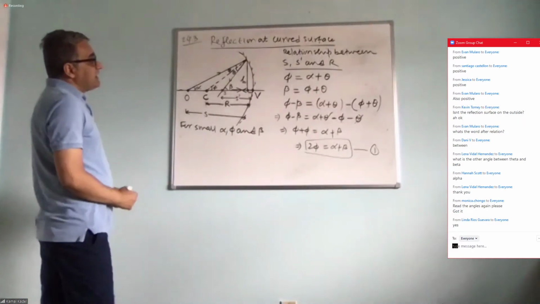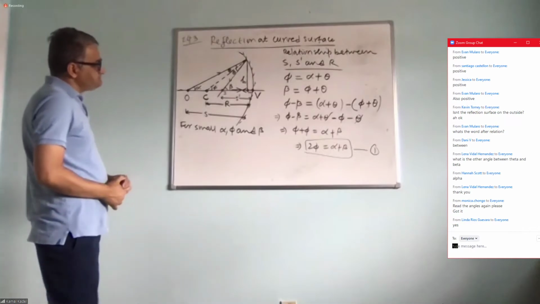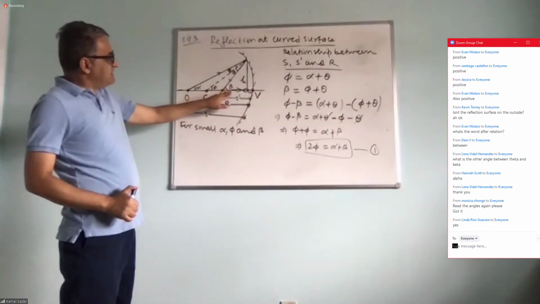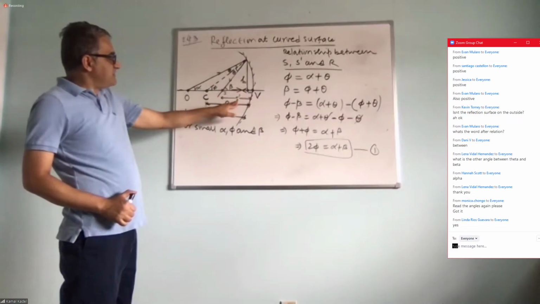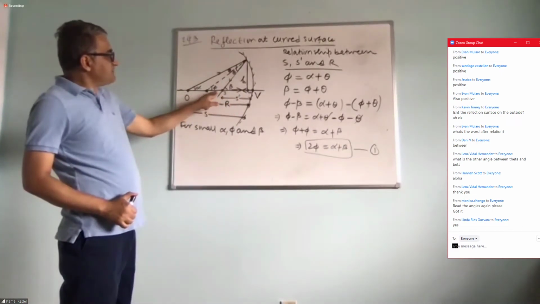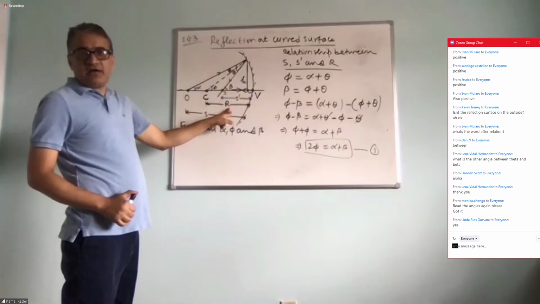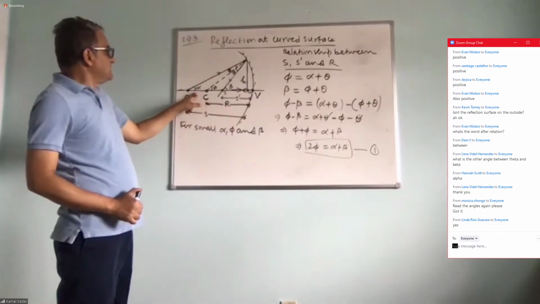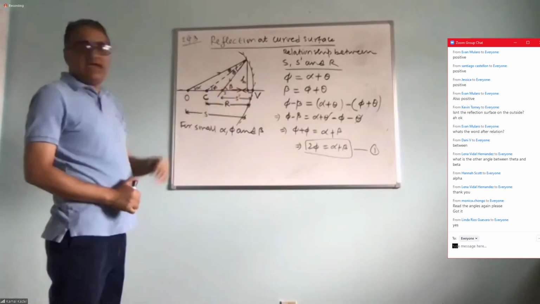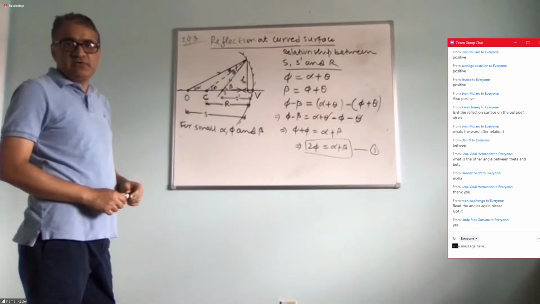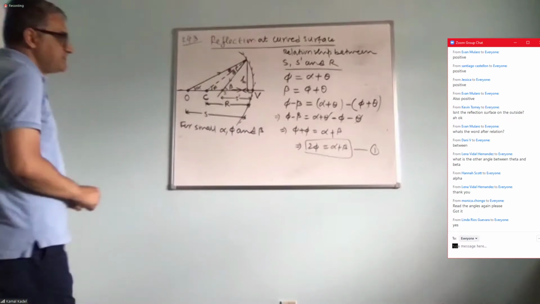So if they are very, very small angles, then tangent beta equals S divided by S prime. Tangent phi equals S divided by R, right? And then tangent alpha equals S divided by S. Right? We can do that. Good, good.